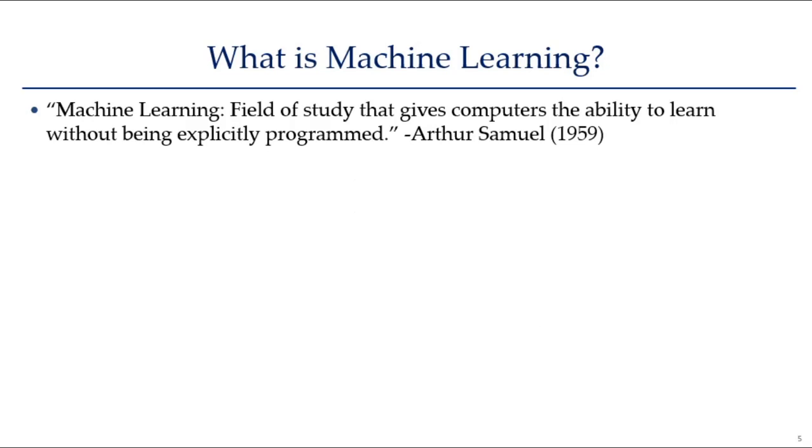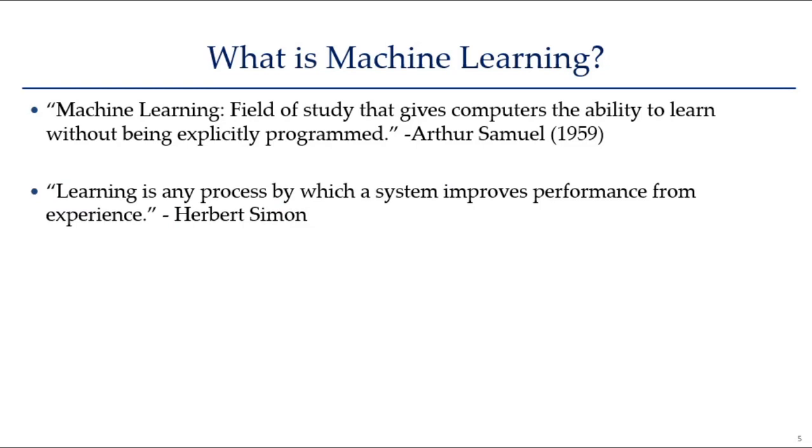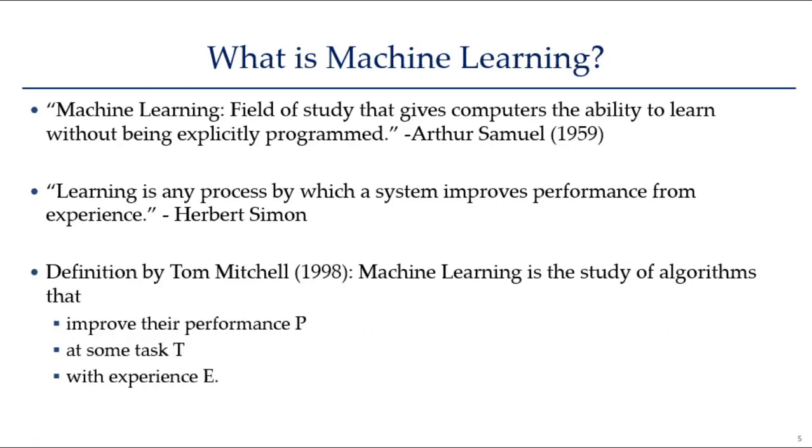Machine learning is a field of study that gives computers the ability to learn without being explicitly programmed. Herbert Simon describes the learning process as any process by which a system improves performance from experience. And finally, Tom Mitchell put a definition of machine learning as the study of algorithms that improve performance P for some given tasks T with experience E. Based on the above, a well-defined learning task is given by P, T, and E.